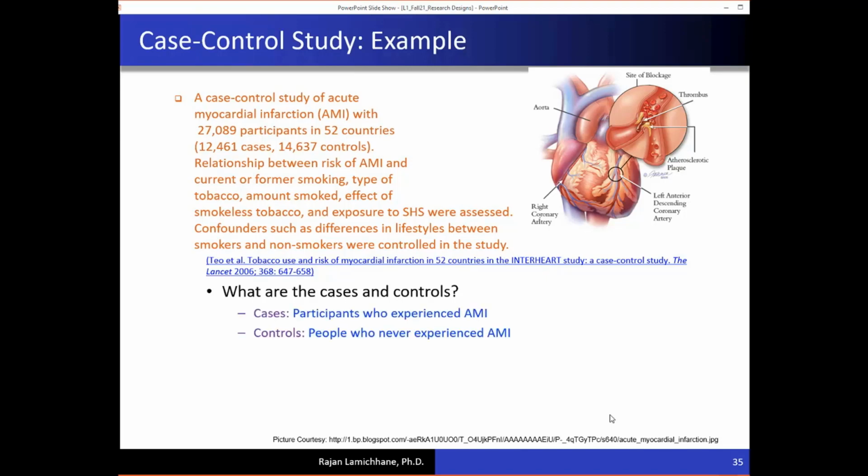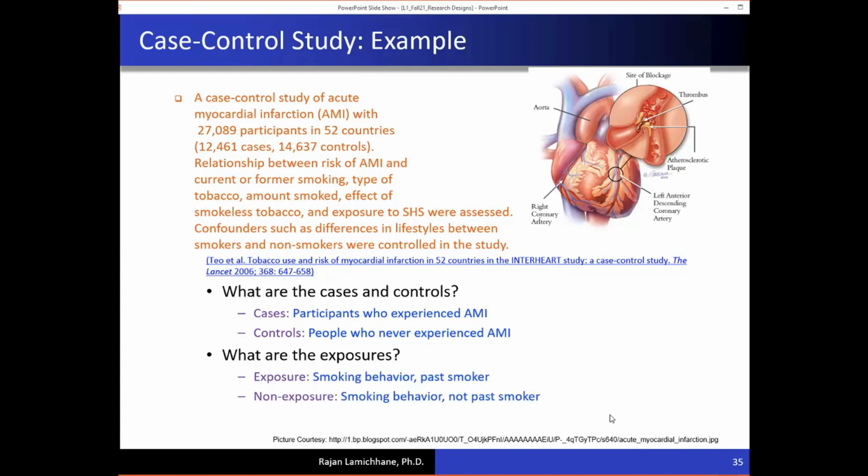So in this study, the participants who experience the acute myocardial infarction, they are the cases. Then we identify the similar controls who never experienced the AMI. And the exposure factor is smoking. First, we identify the case and control, and then the smoking status is obtained from the data.